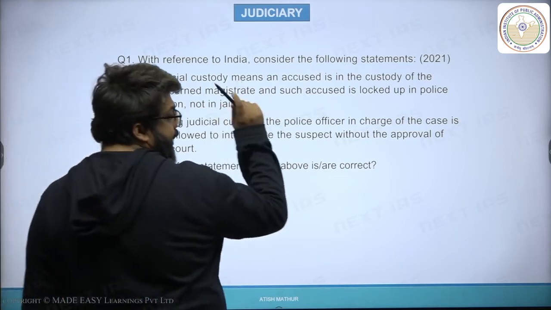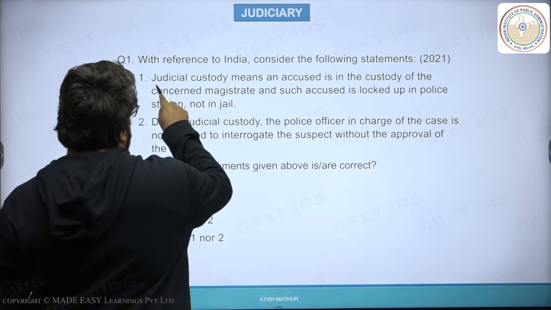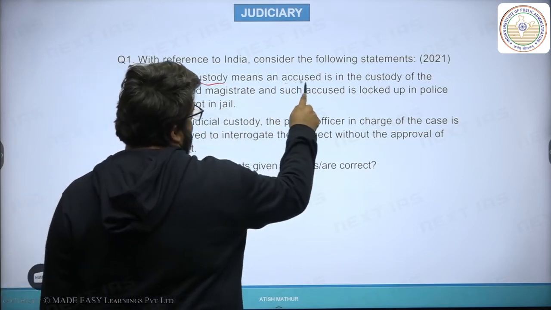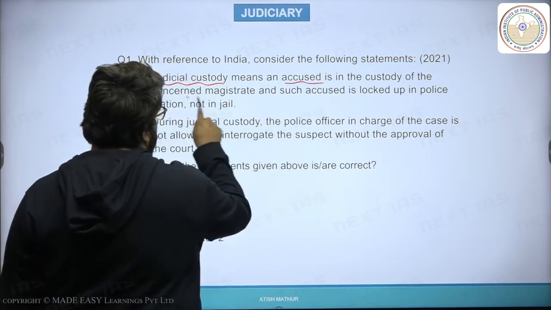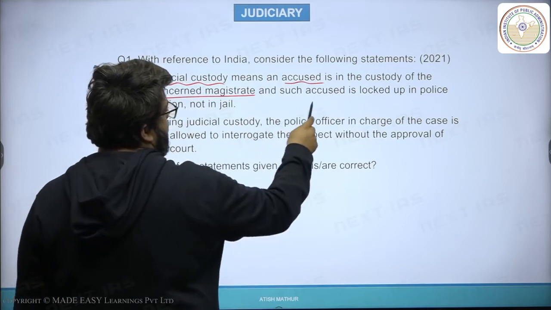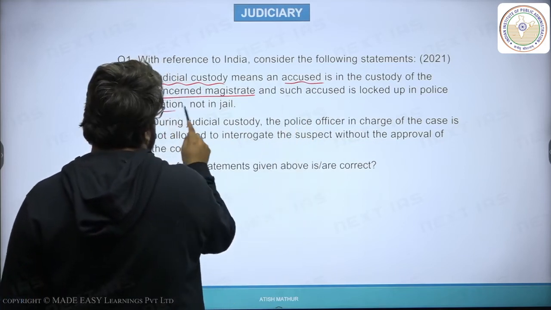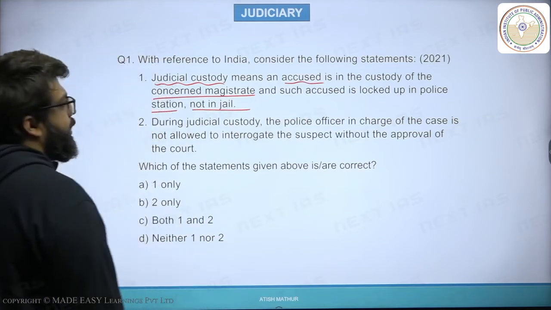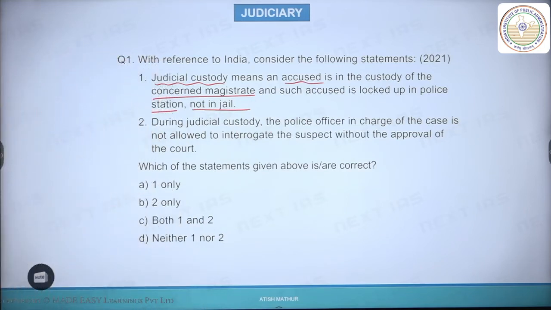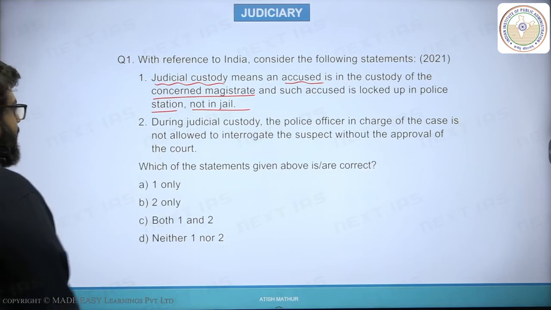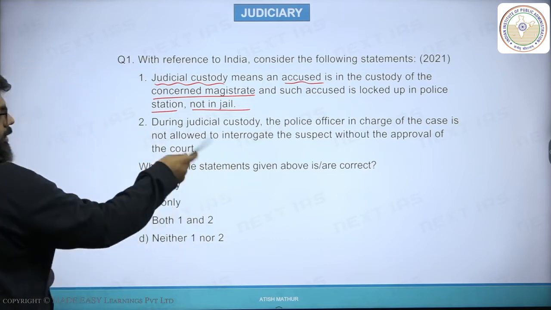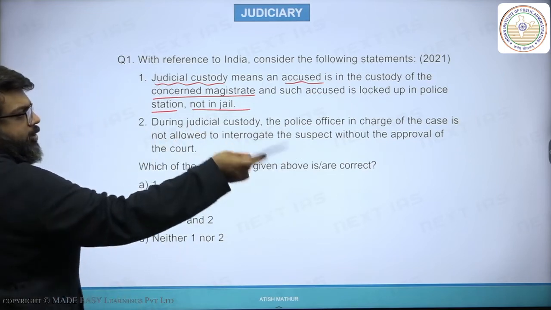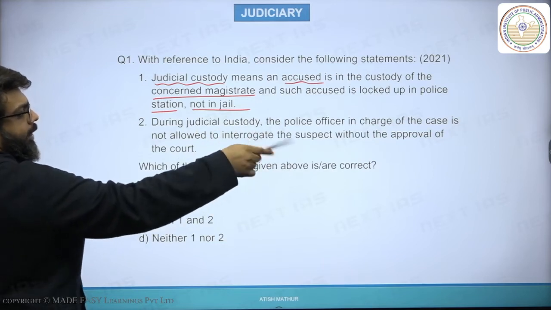Judicial custody I have already covered in fundamental rights. Judicial custody means the accused is in the custody of the concerned magistrate and such accused is locked up in jail, not in a police station. During judicial custody, the police officer in charge of the case is not allowed to interrogate the suspect without the approval of the court. Separation of powers, judicial custody is by the judiciary, so of course you will require permission of the judiciary to interrogate.